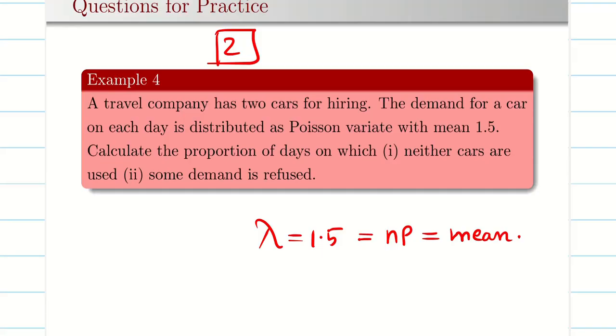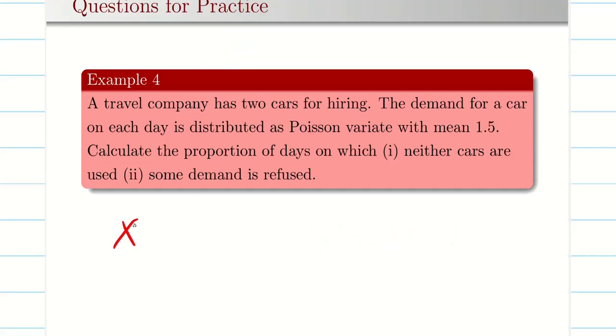What we have to find is the proportion of days on which neither car is used, so none of the cars are used. That is the first point. And the second point, some demands are refused. So it is going to be very easy, guys. Okay, let's go. First of all, we have to write the data properly.